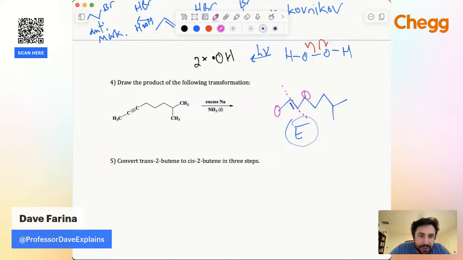Lucy asks, the water is a nucleophile, but in H3O plus formation, what is the electrophile? So the proton would be the electrophile in that situation. So water would be grabbing the proton to generate hydronium. That's just an acid-base reaction. So that would just be how we describe that.